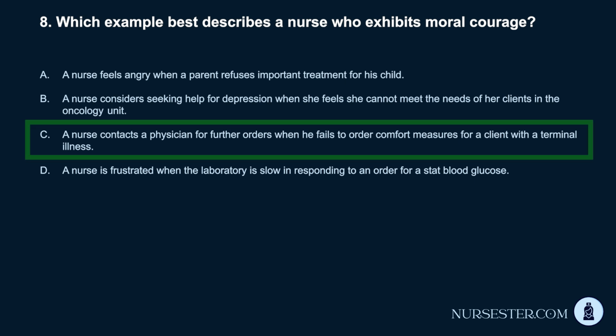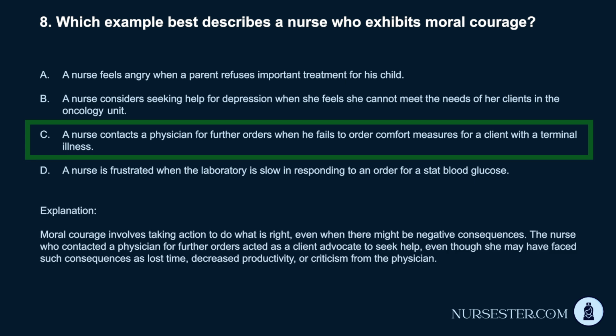Correct answer: C. A nurse contacts a physician for further orders when he fails to order comfort measures for a client with a terminal illness. Moral courage involves taking action to do what is right, even when there might be negative consequences. The nurse who contacted a physician for further orders acted as a client advocate to seek help, even though she may have faced such consequences as lost time, decreased productivity, or criticism from the physician.